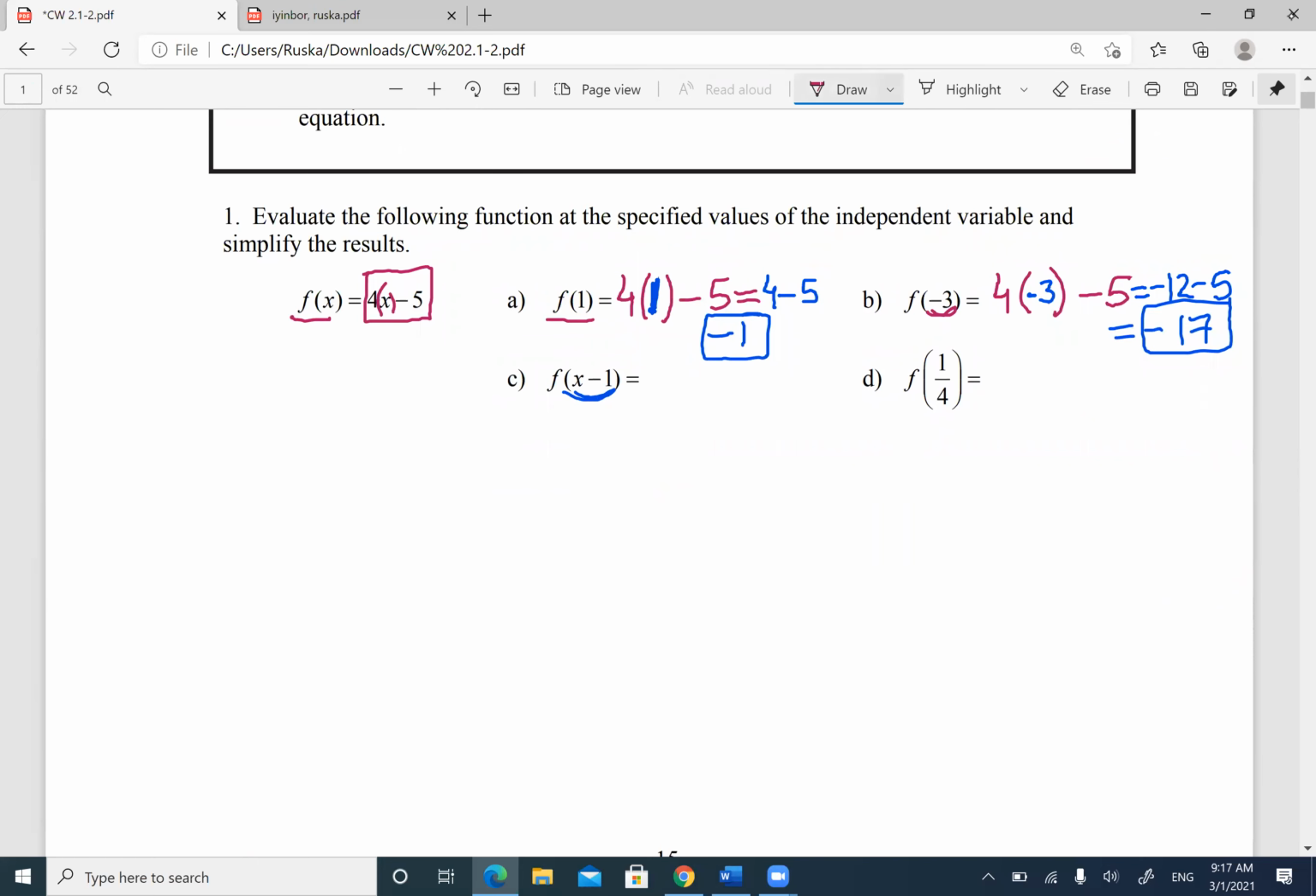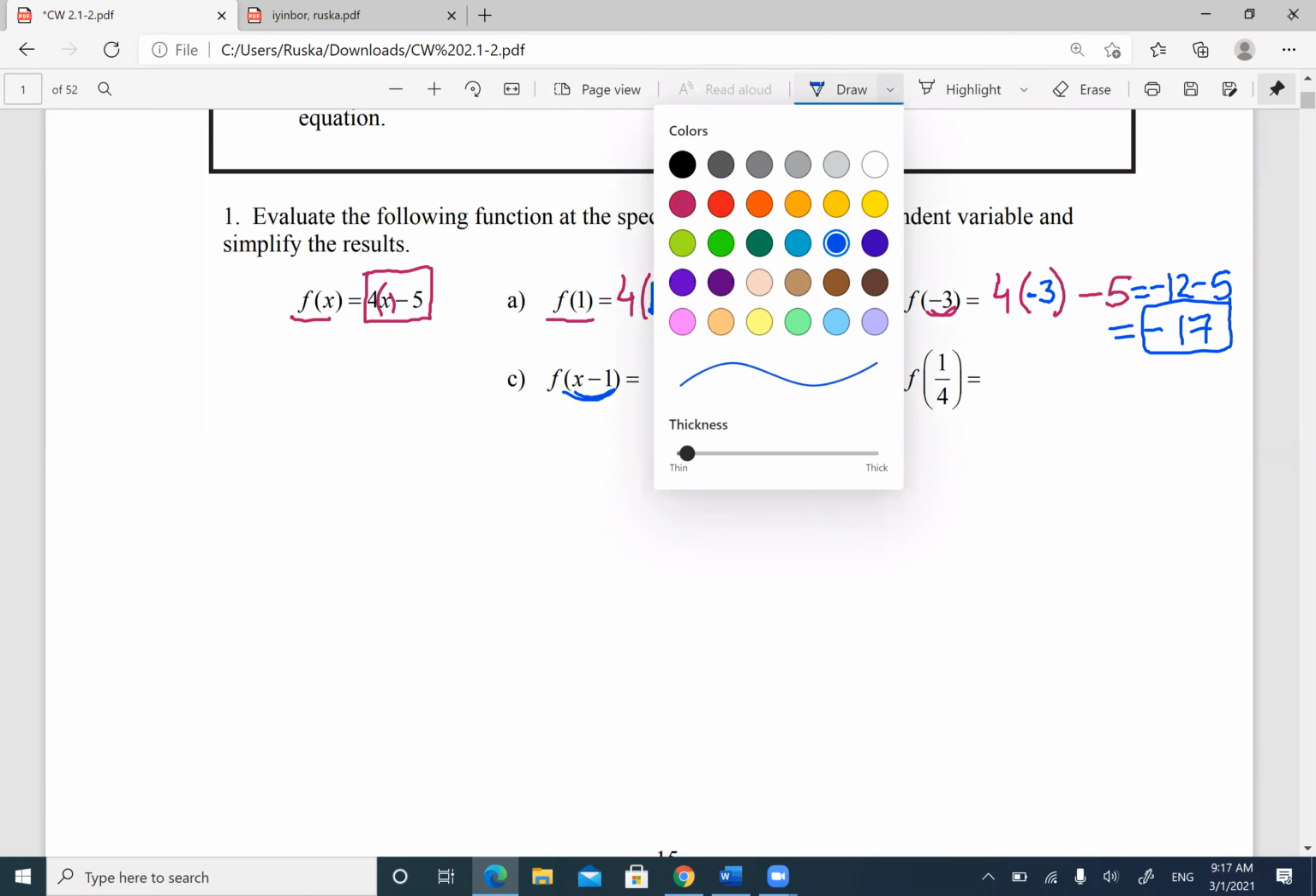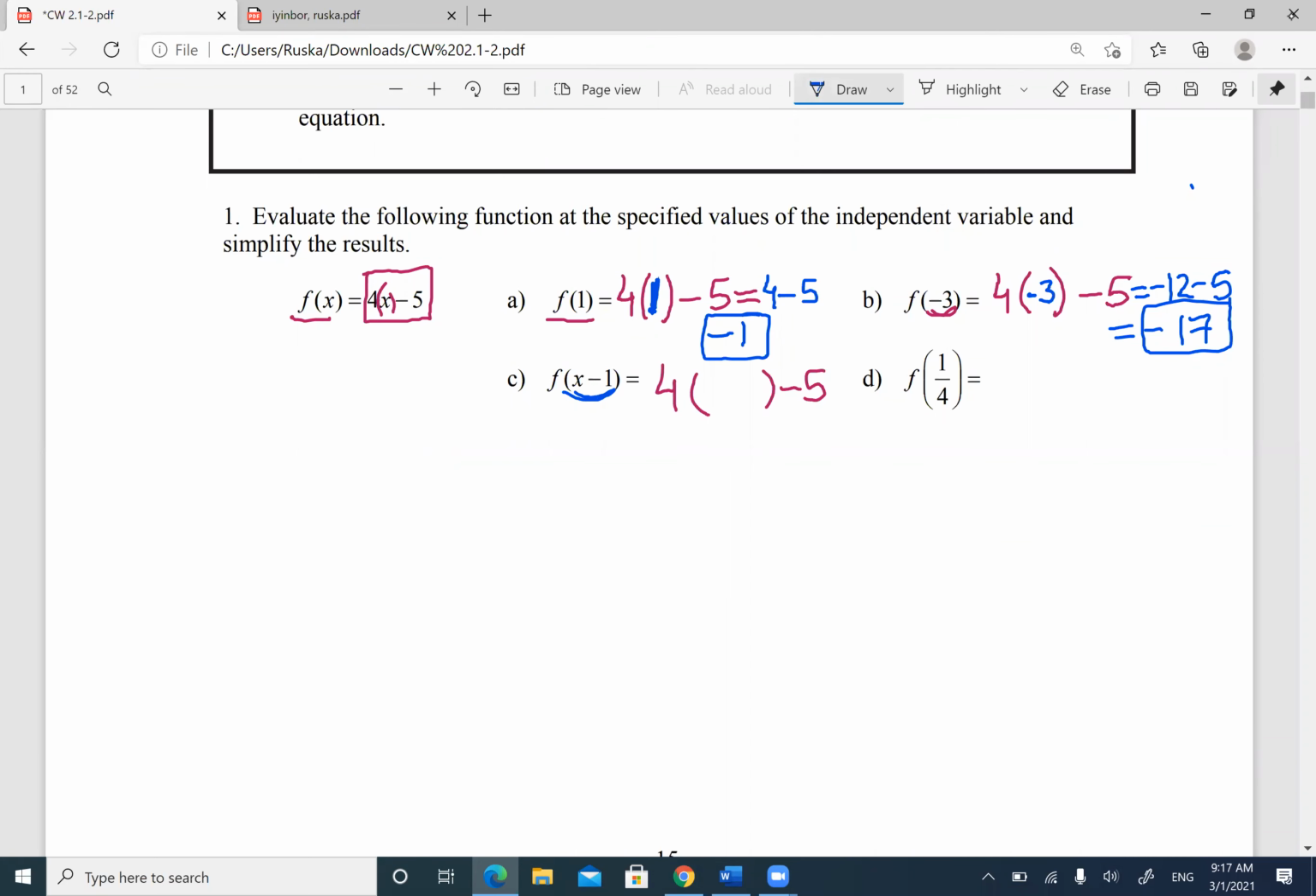So we have 4, gonna plug in my x, minus 5. And what is my x? X minus 1, whatever it says. And then here we're just gonna simplify. We're gonna multiply 4 times x is 4x. 4 times negative 1 is negative 4. And minus 5. We're gonna just combine those two like terms. And my final answer is 4x minus 9. So that's your final answer, okay?